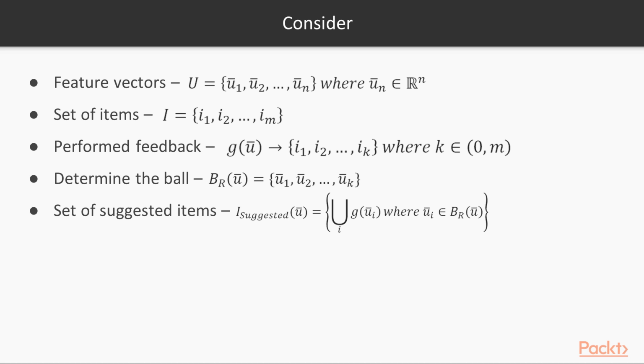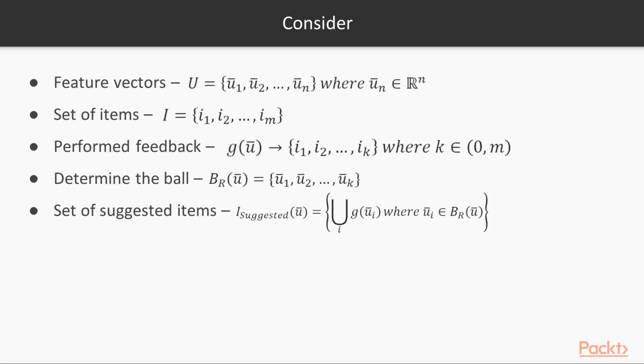First, we'll assume that we have a set of users represented by feature vectors. Typical features are age, gender, interests, and so on. Moreover, we have a set of items. Assume that there is a relation which associates each user with a subset of items for which an explicit action or feedback has been performed.